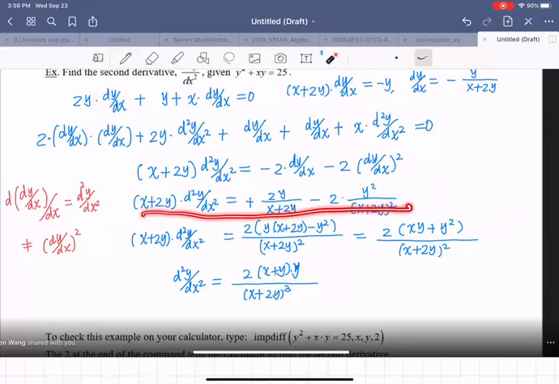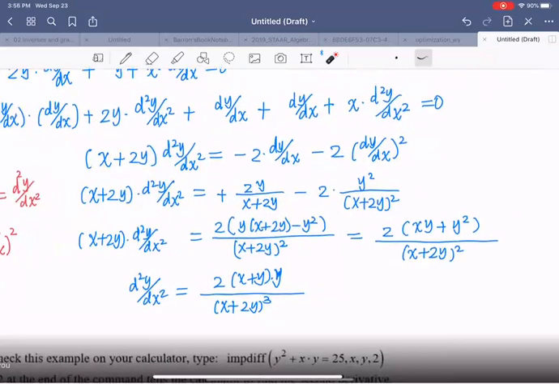Yeah. Okay. So I'm going to do the common denominator. This guy is x plus 2y. This guy is x plus 2y squared. They don't have the same denominator. So I'm going to use this guy as the common denominator. This guy becomes x plus 2y squared.